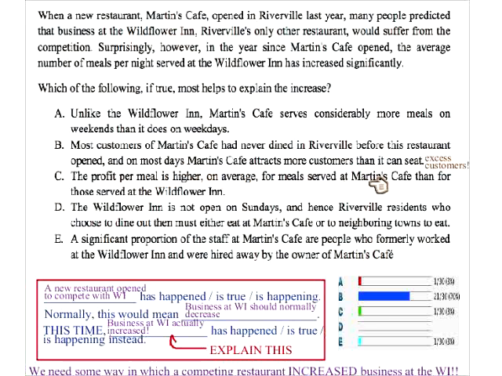Profit per meal's got nothing to do with how many people are eating there, so that doesn't work. Wildflower Inn is not open on Sundays. So that has nothing to do with more business at the Wildflower Inn. If anything, this would be less business there. And then we don't care who's working at these places because that doesn't have anything to do with it. So notice how this box helps. If you can fill in the box, the blanks, you got to crystallize exactly what it is that you're trying to explain. If you can do that, then you're going to be good.